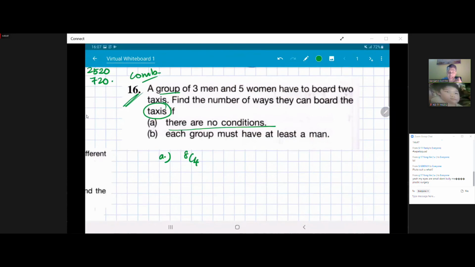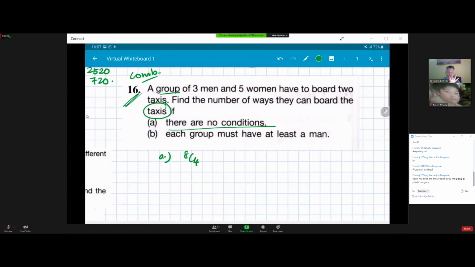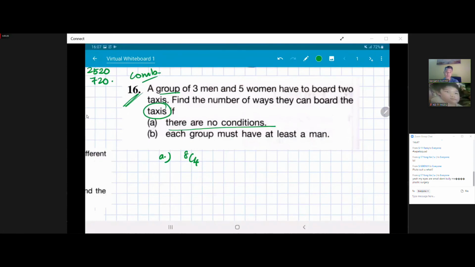8. You know why 8? Because there are 8 people. So we got 2 groups, first taxi, second taxi, group number 1 and group number 2. Boleh faham tak? Group number 1 can take 4 people. 1 taxi, 4 people. So 8 people, choose 4. That's group number 1. And then after that, multiply with 4 choose another 4.